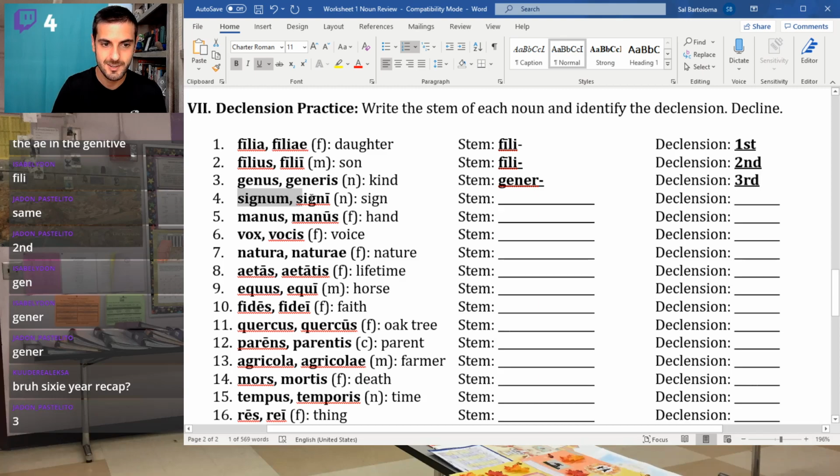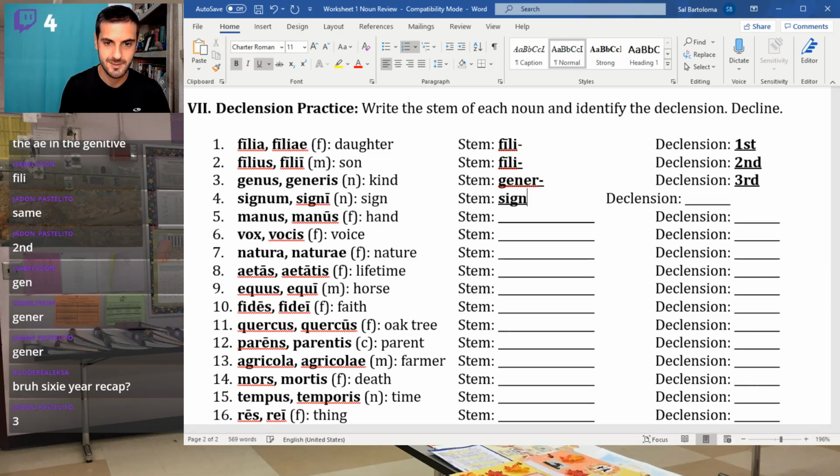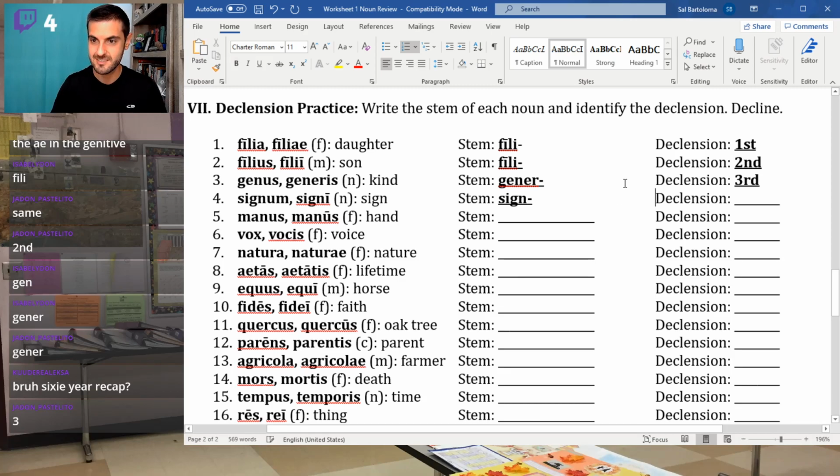Okay. Signum, signi, we're going to go to signi. We're going to chop off the ending, and that's going to give us sign. And that is going to be a second declension word. Okay.